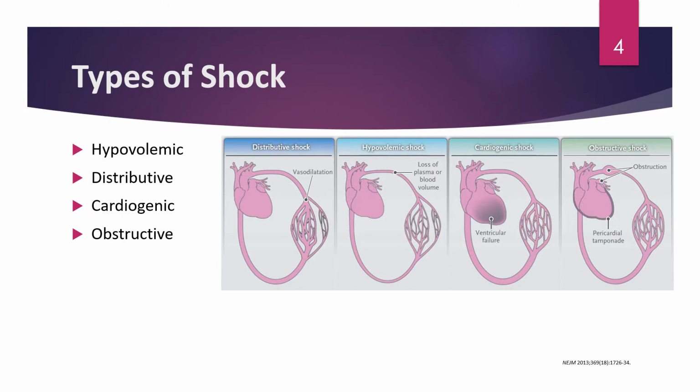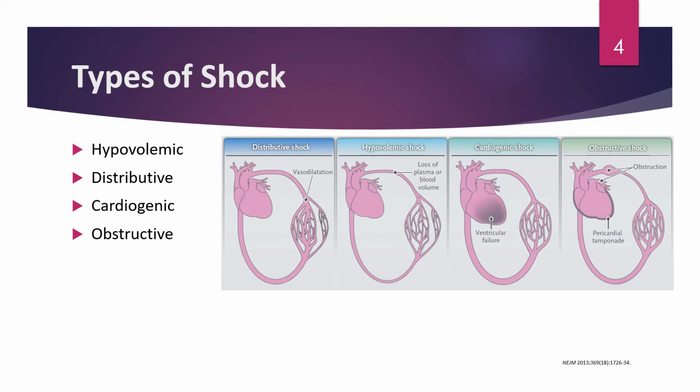Volume problem obviously relates to it being a hypovolemic shock. Pump problem, basically our heart is our pump, and in that case, if we have a pump problem, like ventricular failure, you can basically have cardiogenic shock. And then if you have basically a loss of vascular tone or vasodilation, you can have distributive shock. And there are many different types of distributive shock.